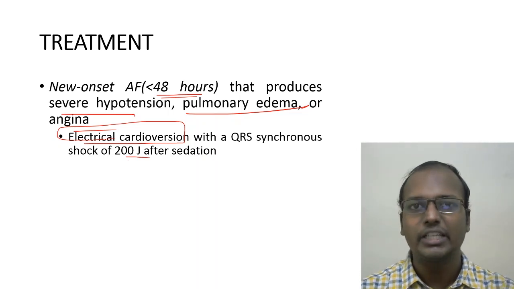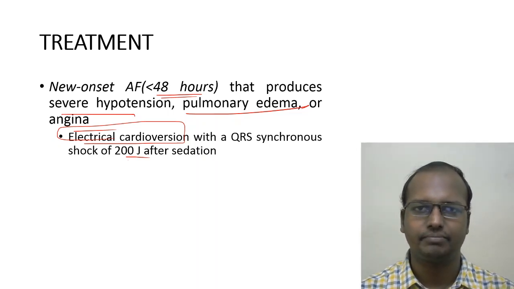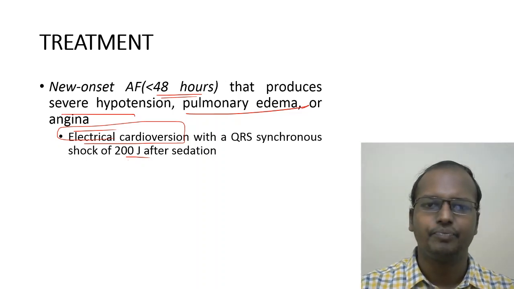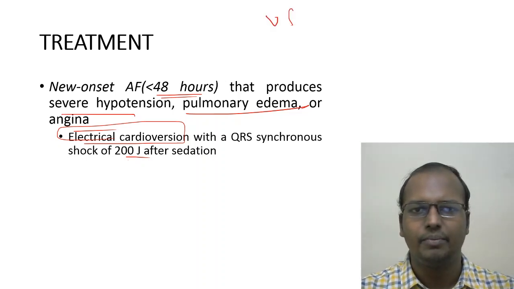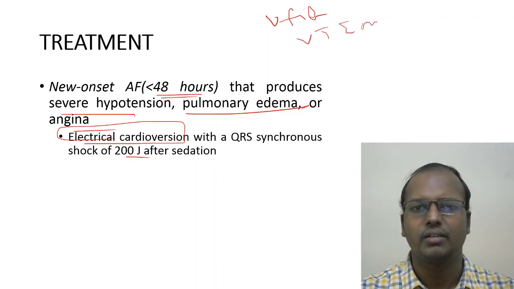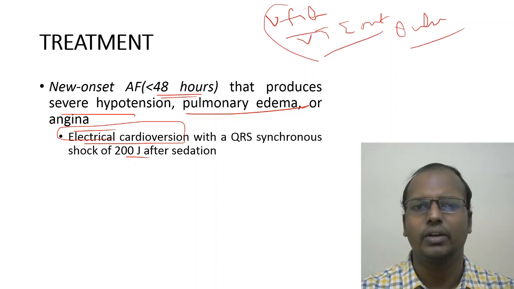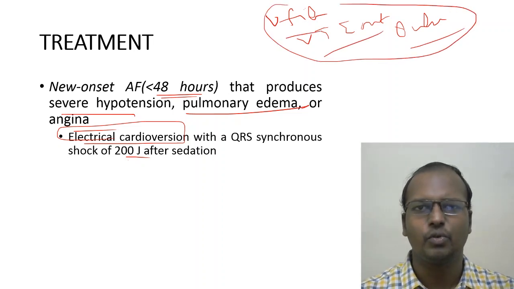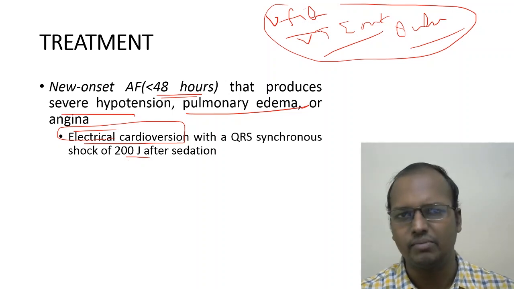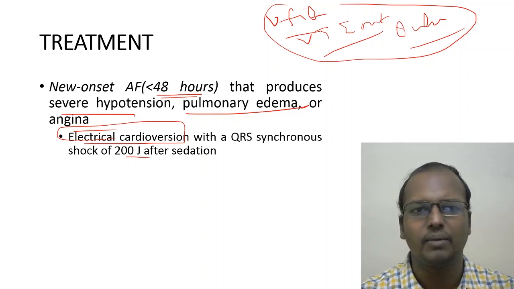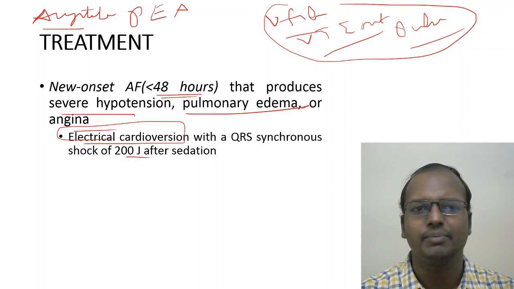So what is the difference between defibrillation and cardioversion? Defibrillation we attempt for ventricular fibrillation and VT without pulse. This is as per the ACLS protocol. A patient who is having cardiac arrest, who is unresponsive, can have four rhythms. Number one is asystole, that is a flat line in the ECG. Next is pulseless electrical activity, which we call PEA.